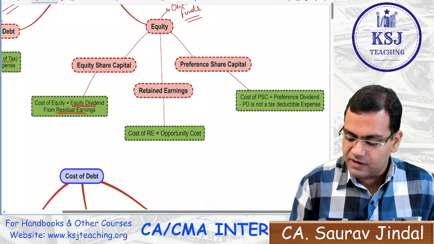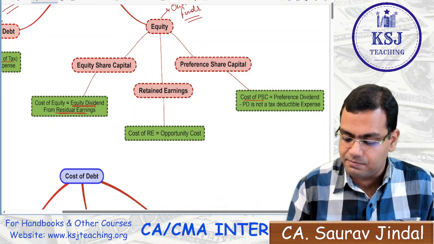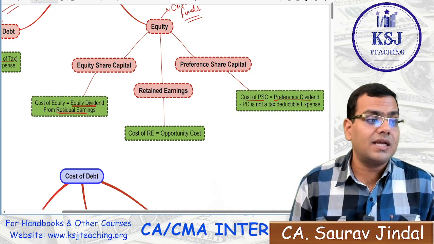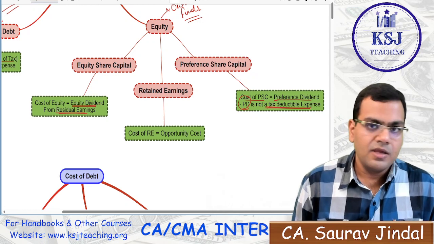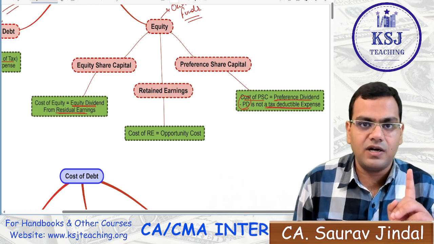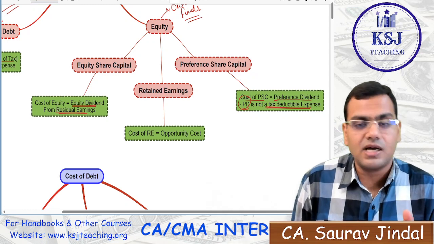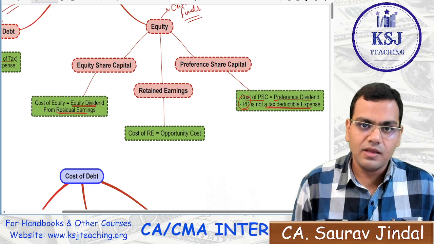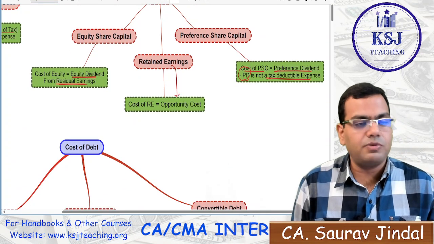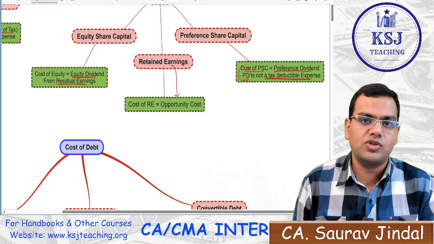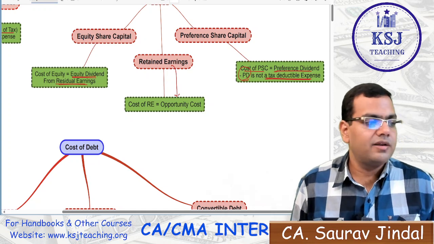Now coming to preference share capital, what is the cost of preference share capital? That is the preference dividend. But an important point to know here is that preference dividend is not a tax deductible expense. You cannot claim the tax benefit on the preference dividend because it is paid from the earnings after paying off the taxes. In case of retained earnings, there is an opportunity cost. There was an opportunity that those retained earnings could have been distributed.